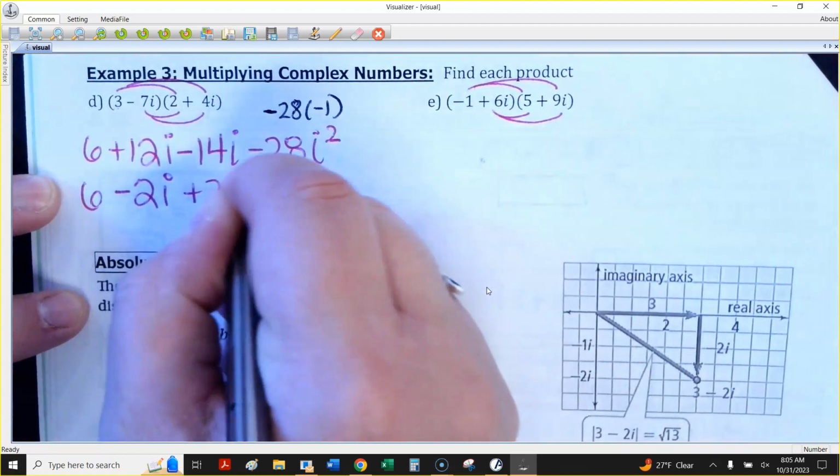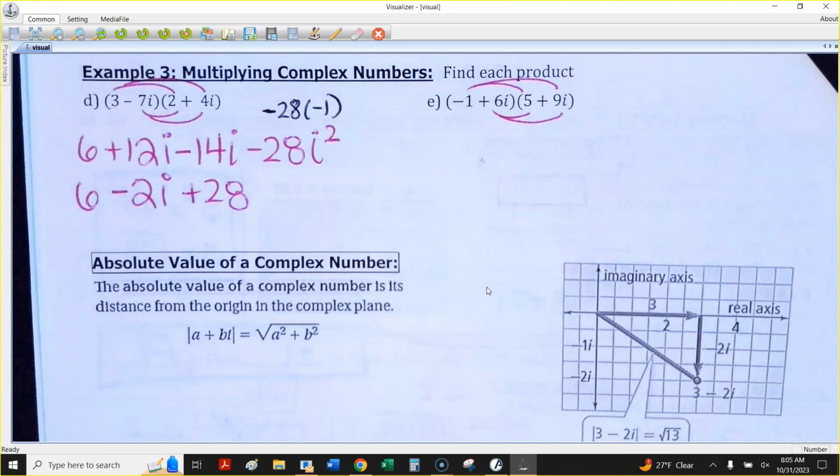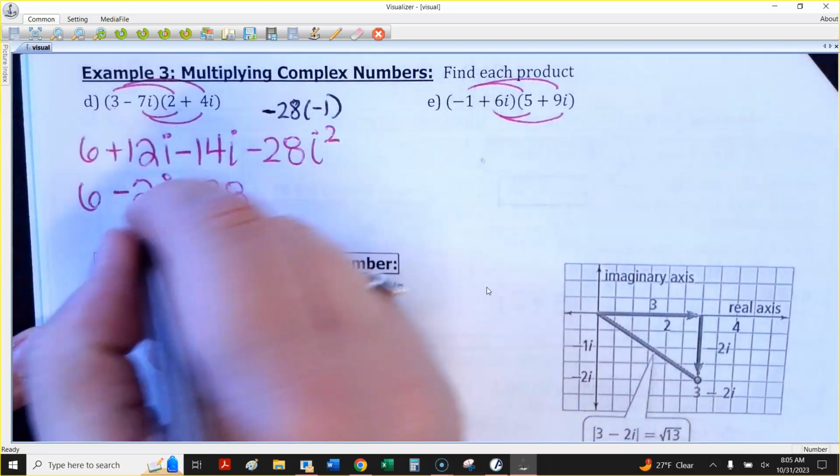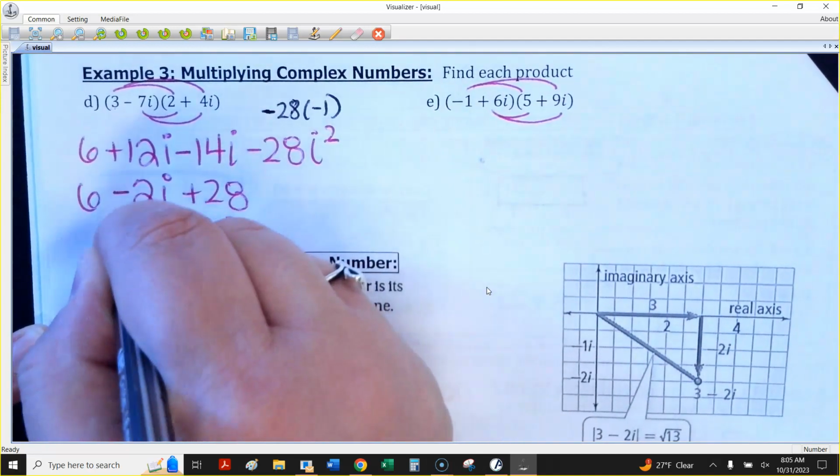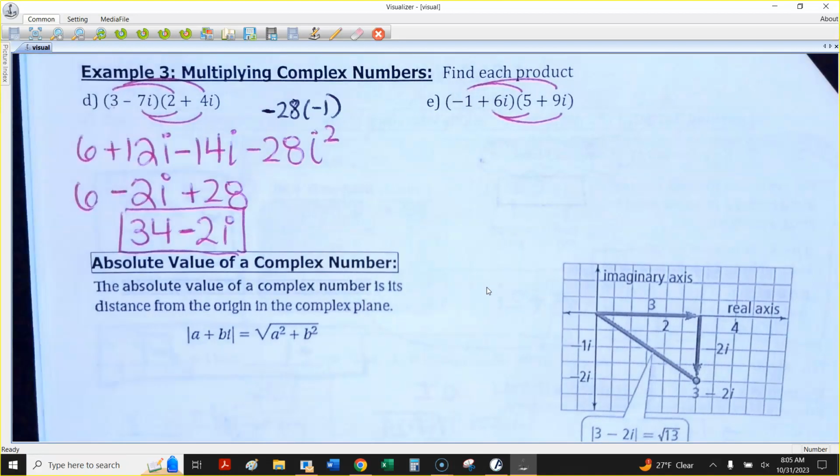Now, I can combine the real numbers there. So 6 and 28 added together would give you 34, and then minus 2i. And then I've got it in that proper format, that a plus bi. a is the real part, bi is the imaginary part.